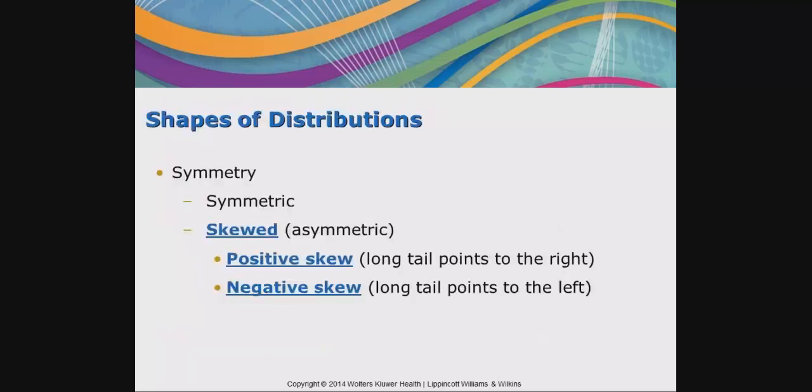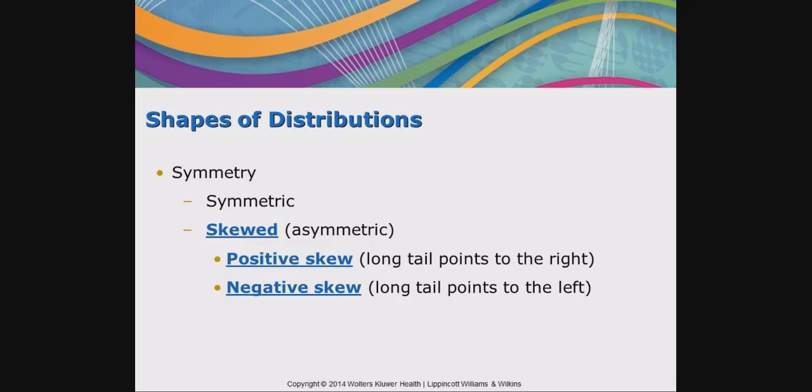Because when we look at the shape of our distributions, we're looking for symmetry. They are either symmetrical or non-symmetrical. When we look at symmetrical distributions, this is the normal bell curve, which I'll show you in a minute, but this is where both halves are really the same at equal intervals. However, we see skewed shapes frequently.